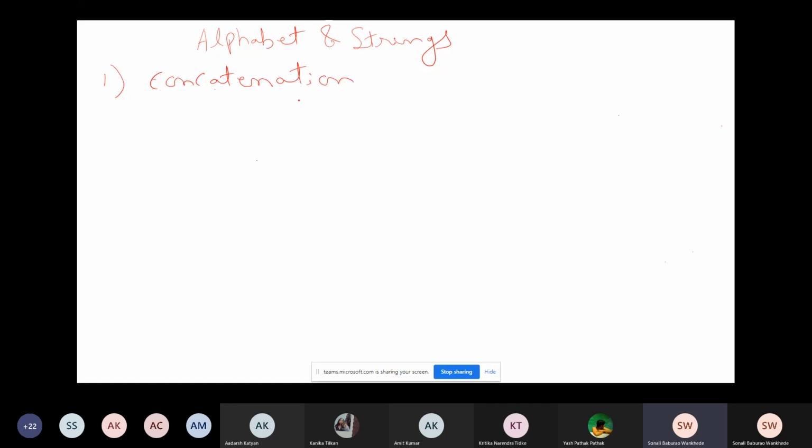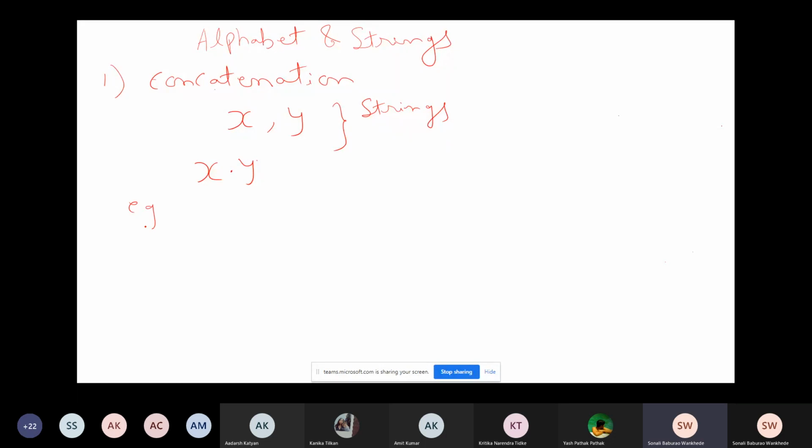Concatenation. Suppose there are two strings. I have string X and I have another string Y. These are my two strings X and Y. Now I can denote concatenation as X dot Y. This is my concatenation.